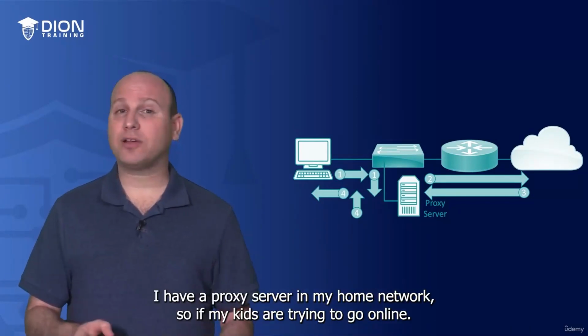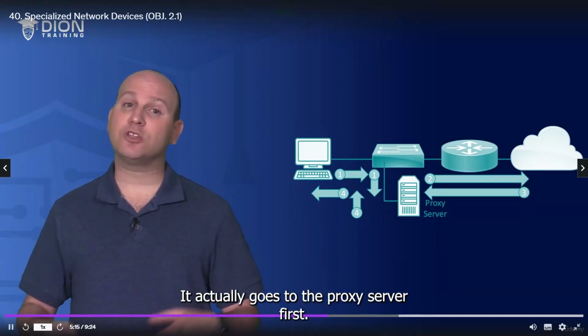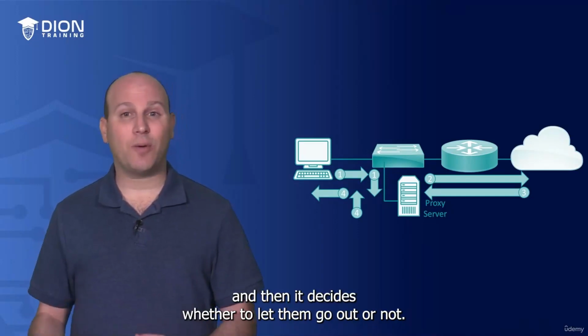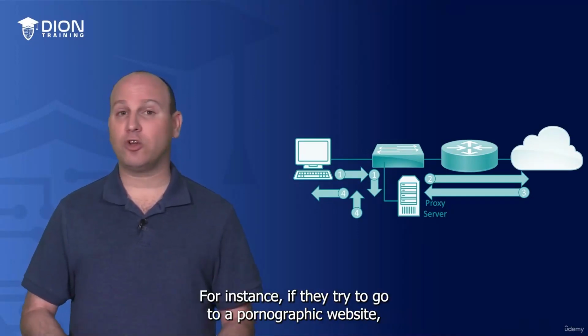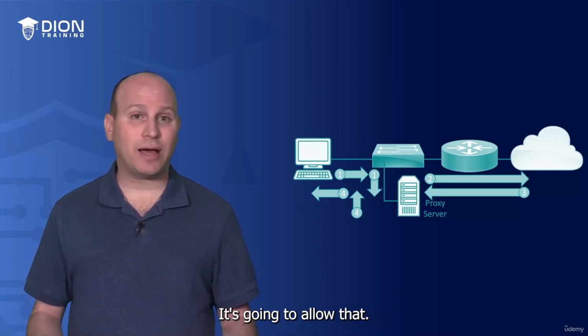On my network, I have a proxy server in my home network. So if my kids are trying to go online, it actually goes to the proxy server first. It checks what's allowable for them, and then it decides whether or not to let them go out or not. For instance, if they try to go to a pornographic website, it's going to block that. If they try to go to Disney Channel, it's going to allow that.